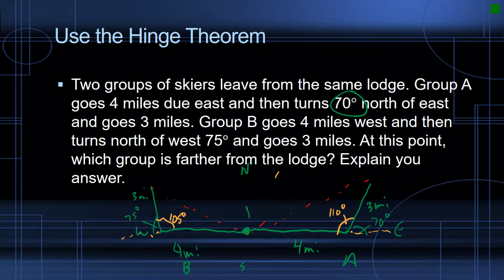Well, we know from the Hinge Theorem that if I'm looking at inequalities in two triangles, and my adjacent sides are the same but my included angles are different, then the triangle that has the largest included angle, the side opposite of that is going to be longer. And so therefore, group A is farther away. All right, let's move over and look at one other. This is kind of similar, but not quite the same.